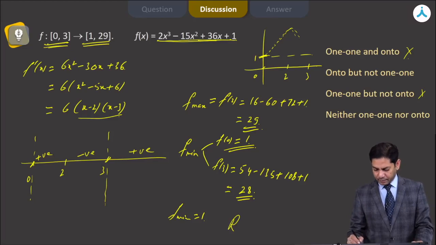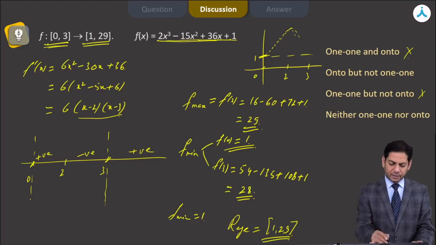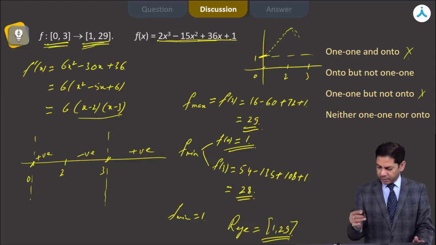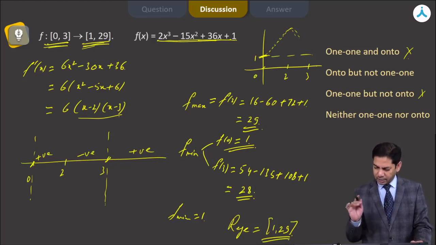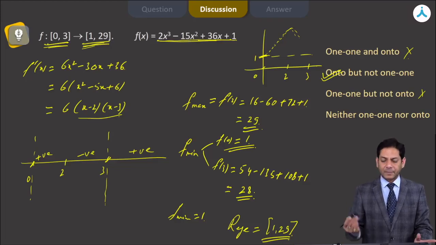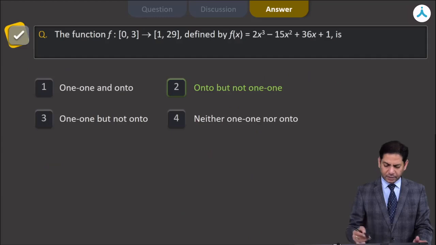That means its range is 1 to 29, and that is the same as the given codomain. Range is equal to codomain, that means this is an onto function. Hence, we can now say that this is onto but not 1 to 1. That is option B is the correct choice. Let's confirm the answer. That is okay. The second option is the correct answer. Thank you.